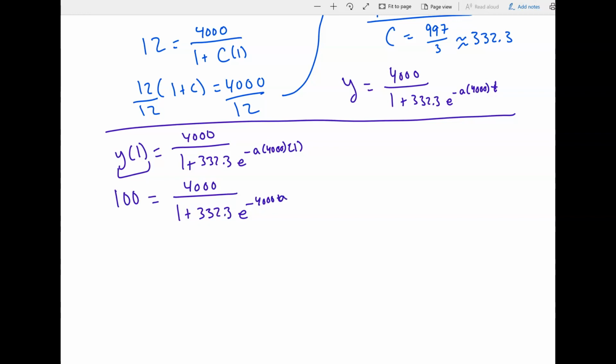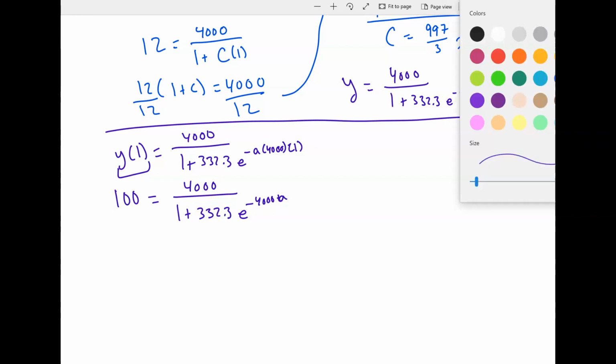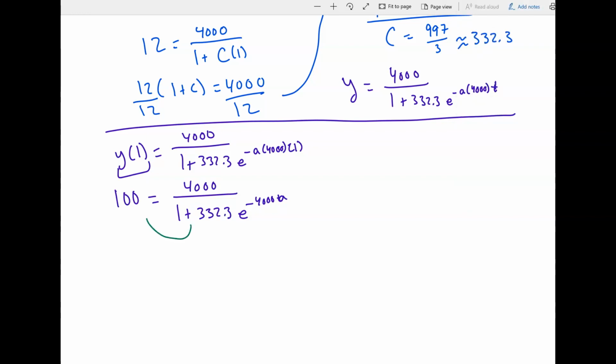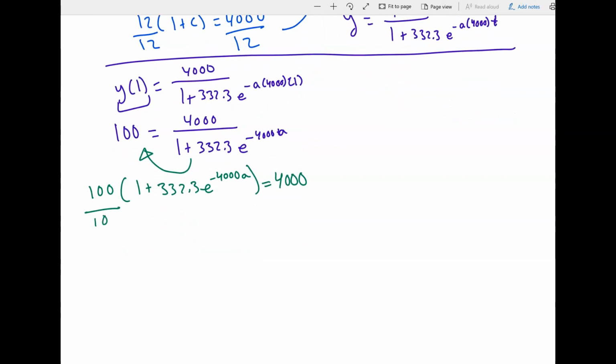Now let's move the denominator over to the other side by multiplying. So I have 100 times 1 plus 332.3 e to the negative 4,000a is equal to 4,000. I'm going to divide by 100, and I'm going to have 1 plus 332.3 e to the negative 4,000a equals 40. Now all we have to do is solve this exponential equation.